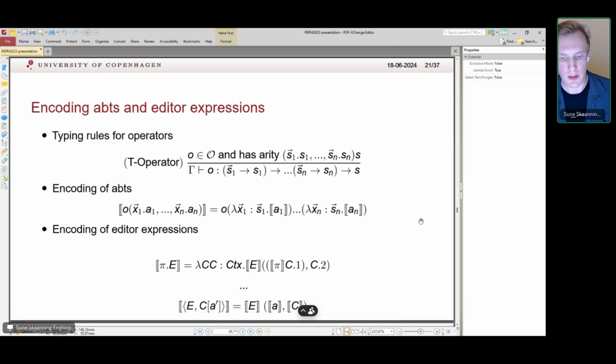And the types of the operators can be deduced from the arity. So having the typing rules, we can then encode the ABTs the following way. And lastly, we also have encoding rules for all of the editor expressions.